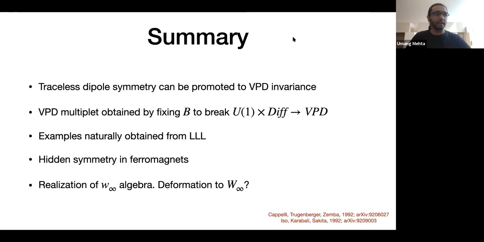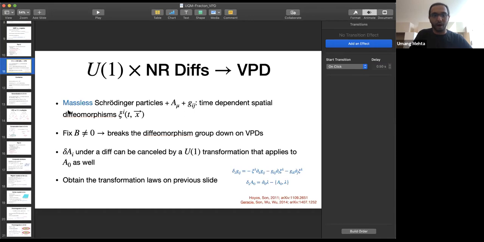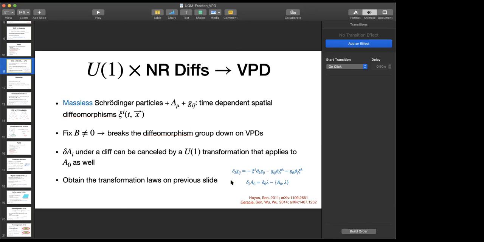I think something would be broken because we specifically require, if I go back to this previous slide, we specifically require the Schrodinger particles to be massless. Otherwise, we're not able to go through this procedure and obtain these transformation laws for G_ij and A_0. So we do need to take the limit where all the higher Landau levels are pushed up to infinity. Okay, thank you. So that's in that limit. Okay, thank you.